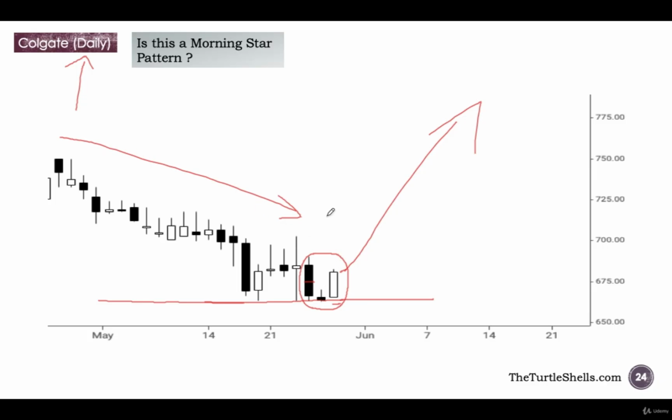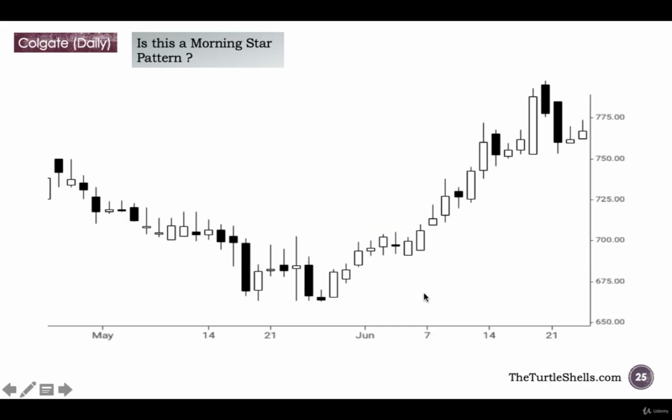Let me repeat, it comes after a downtrend. The first candle is a long black real body. The second candle is a star. The third candle is a tall white real body. And this morning star pattern is confirming a prior support area. So that's a morning star for me. See how the price has gone up. Because we have the confirmation of prior support, a nice uptrend started with this morning star.